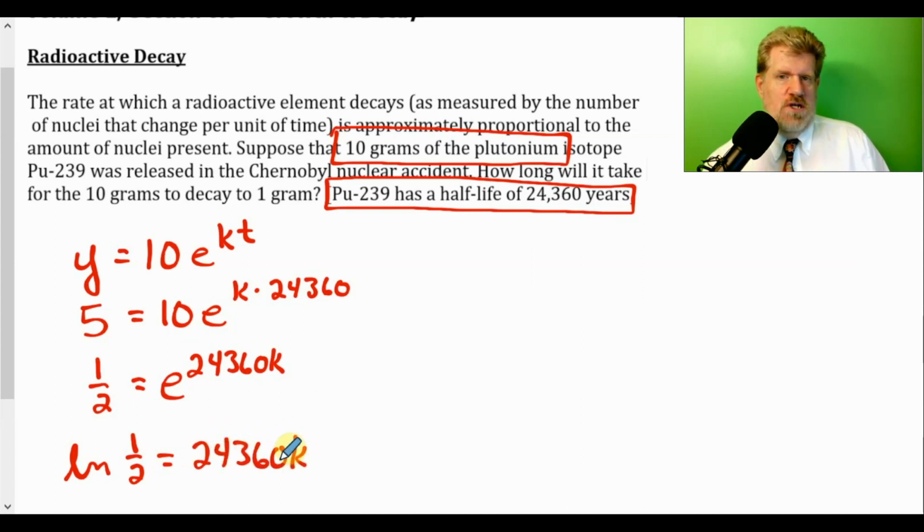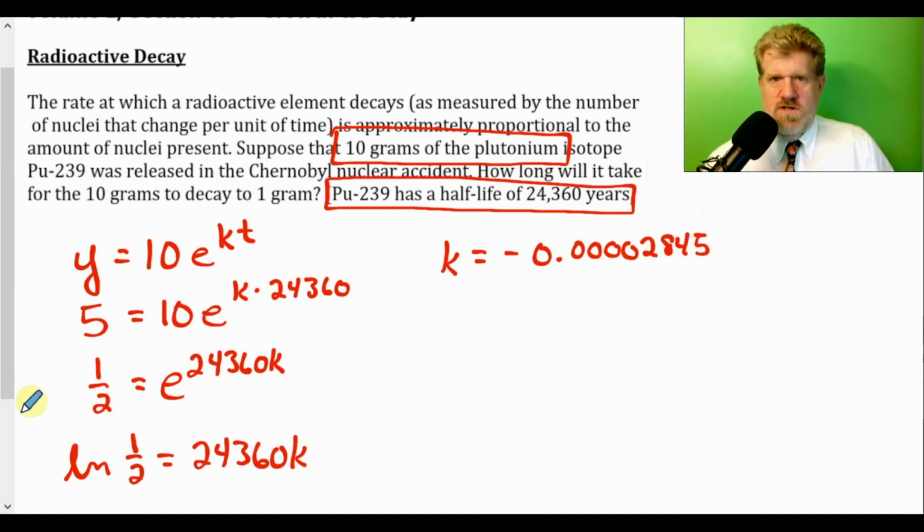Now this number is going to be a little tiny because it's taken a long time to get there. So when I solve this for k, when I divide both sides by 24,360, here's what I get. It is negative, and what I got is 1, 2, 3, 4, and hang on, 2, 8, 4, 5. That's my k value. It's negative, which means it's going down, but it's also very small, which means it's very slowly going down.